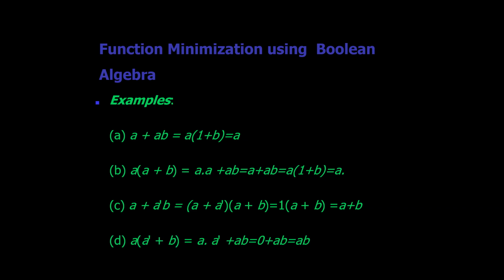Next part is a dot, a bar plus b. Just open the bracket, distribute it. a dot a bar plus a multiplied by b, ab. What is a dot a bar? That is 0. 0 plus ab is ab. So this is how we can solve different Boolean algebra.